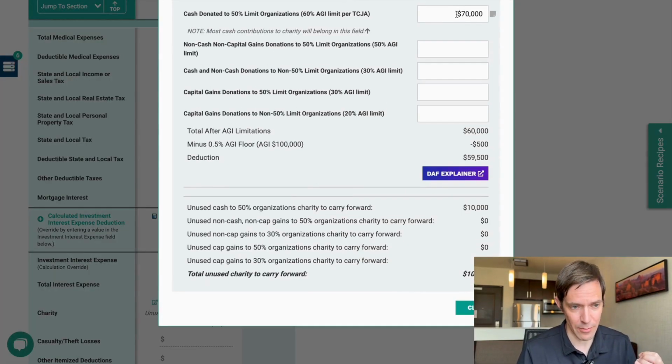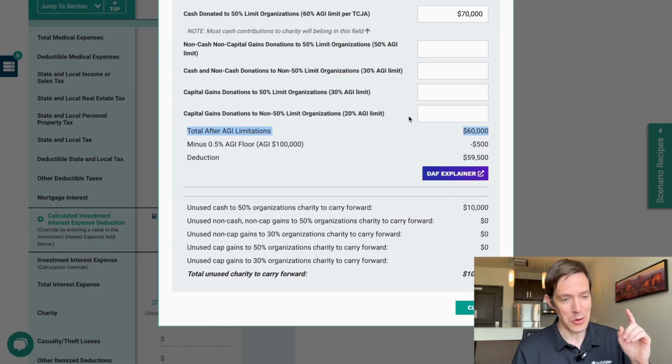So here's an example I gave. And again, I'm going to give away some more stuff later on with the floor. But let's say I give $70,000 to charity. Remember, I had $100,000 of AGI. Here we're showing that after the AGI limitations, I'm able to give $60,000 of that. Again, that's the piece that stays.